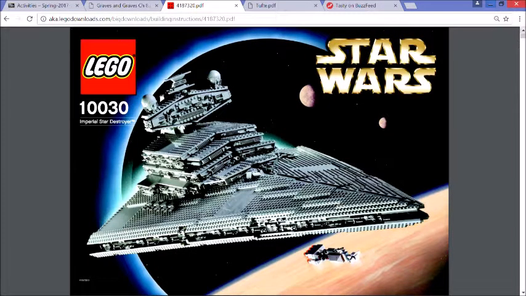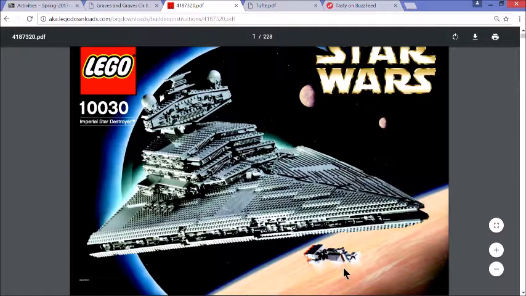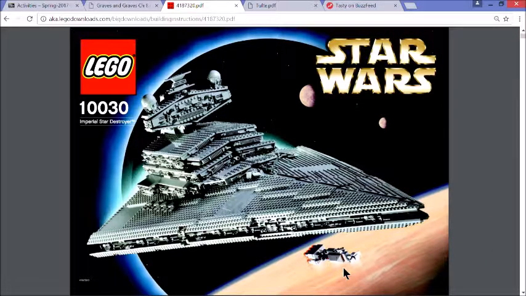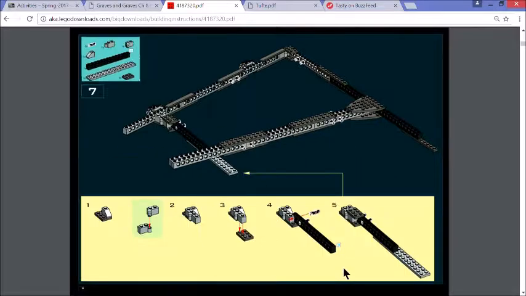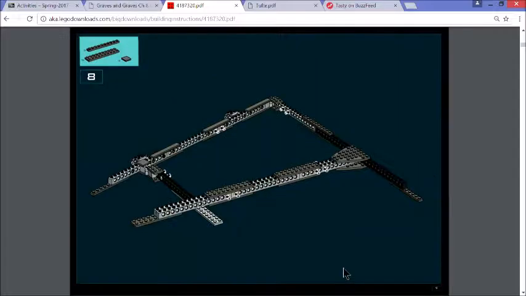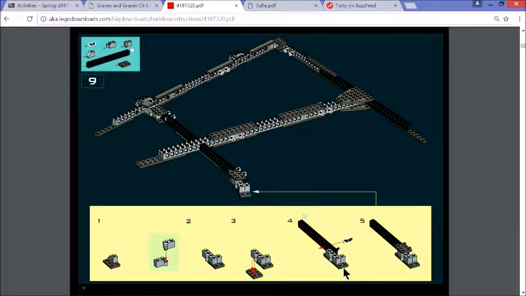This is a 228-page manual, and yet, it's extremely easy to use. There are zero words in the entire document. There are no textual instructions or textual descriptions. Everything is done visually. How do they do it?